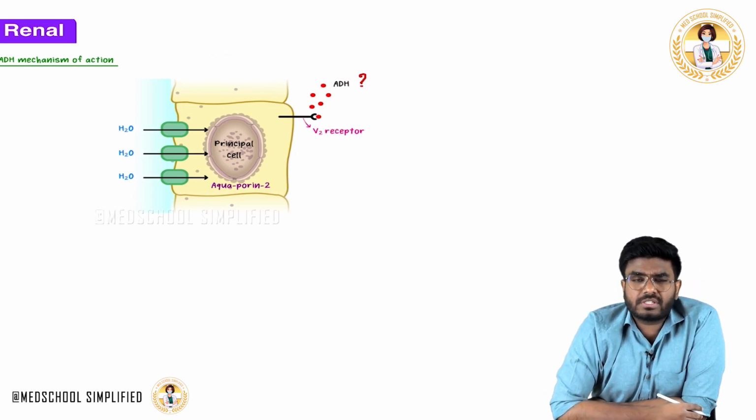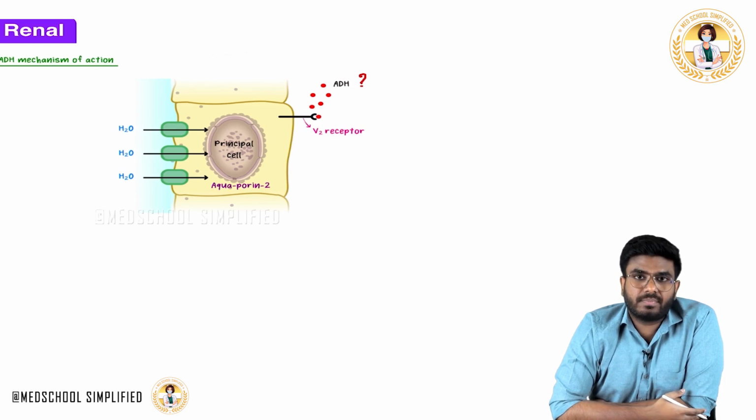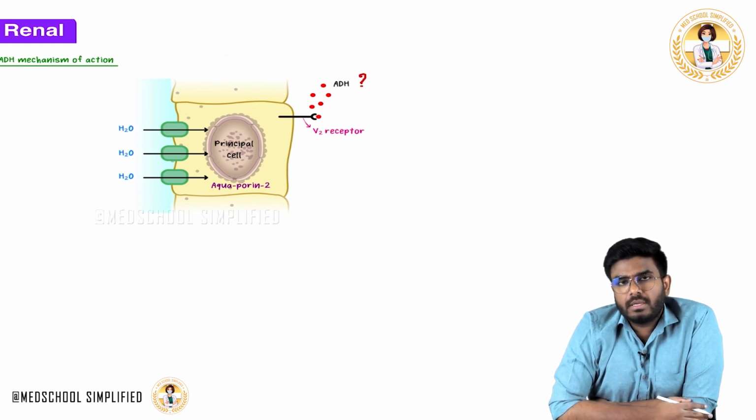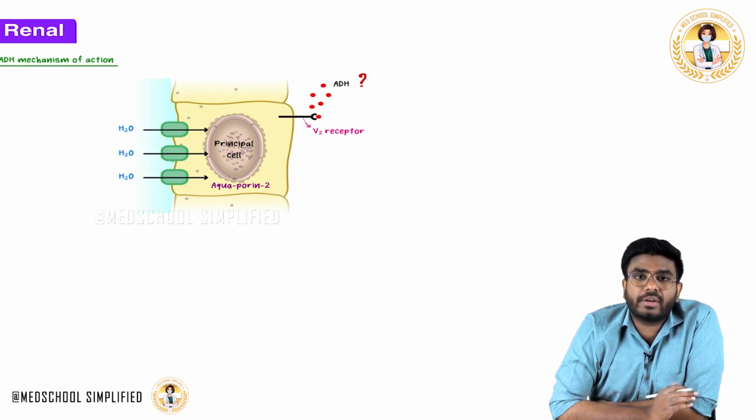Osmoreceptors are present in the central nervous system. Those osmoreceptors are continuously monitoring the blood osmolarity. When your blood osmolarity increases, when your blood is getting concentrated, these osmoreceptors will be stimulated. When they are stimulated, they help in the release of the antidiuretic hormone.